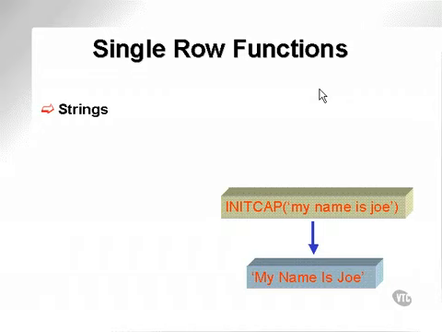Single row functions, string functions. String functions do things with strings. They take in strings and they pass out strings. A string is a piece of text, a number of characters. In this case, I've got the function initCap, which means set the first letter in each word in the string to a capital. So lowercase my name is Joe becomes My Name Is Joe with the first letter in each word capitalized.